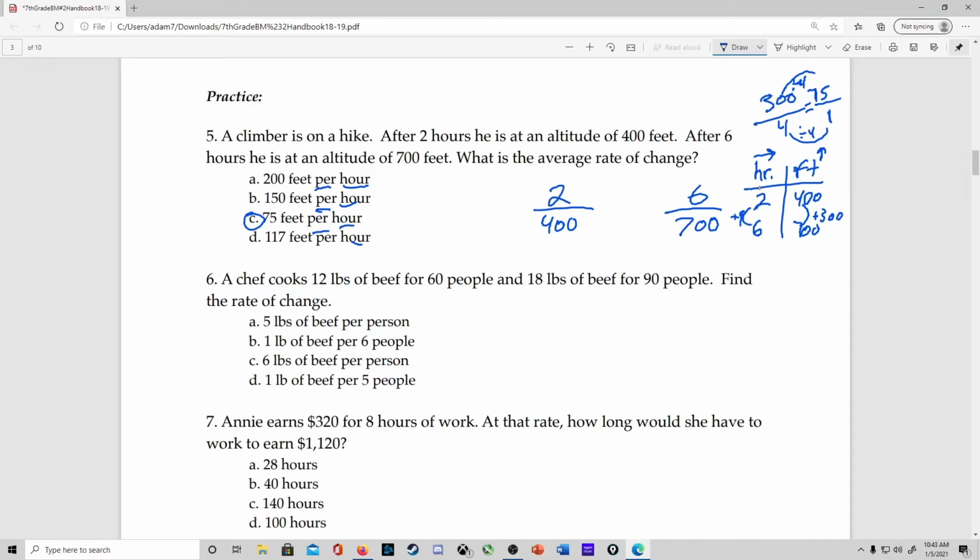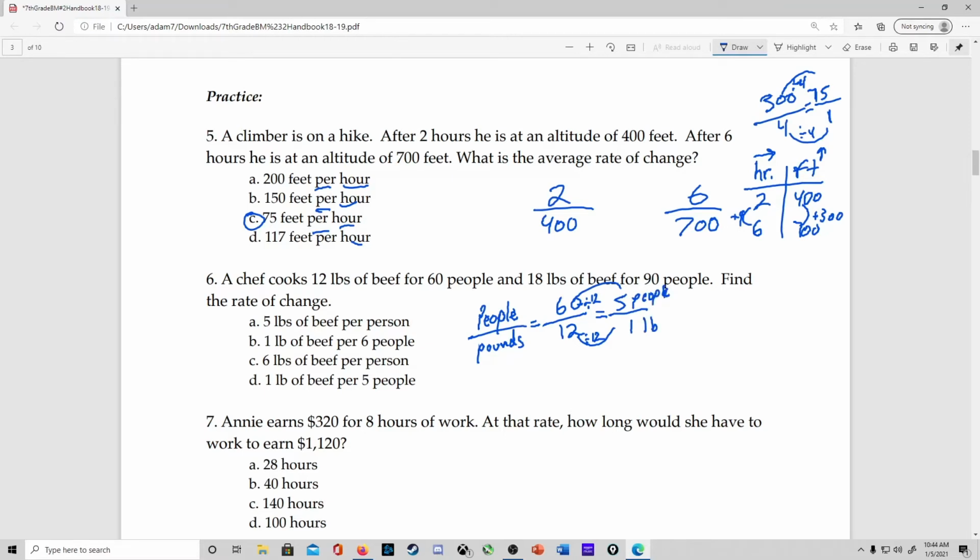So let's just look at it. So let's do people over pounds. And we know that people over pounds is 60 over 12. So what we want to do is divide that. Well, what we want to do is set up a relationship because we want to know how much the rate of change is, right? And so we want to know how much food there's going to be per person. And so we can see that when we look at this, we could divide both by 12. And we would get 5 people for 1 pound of meat.